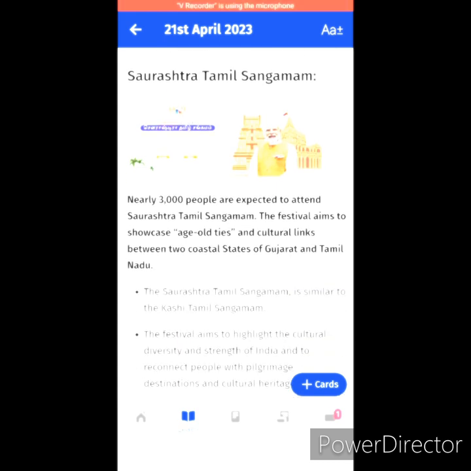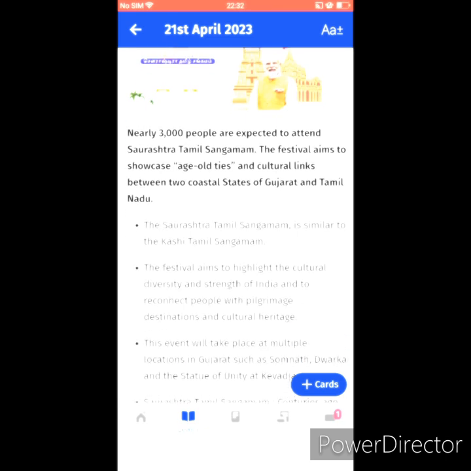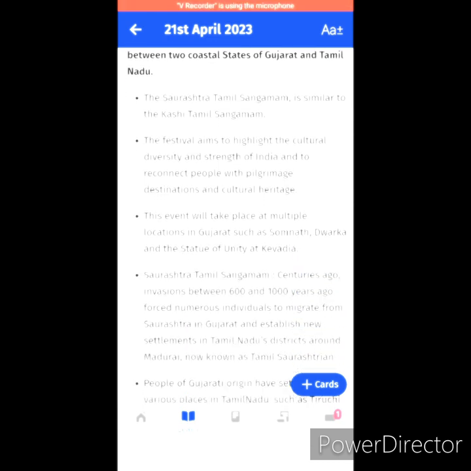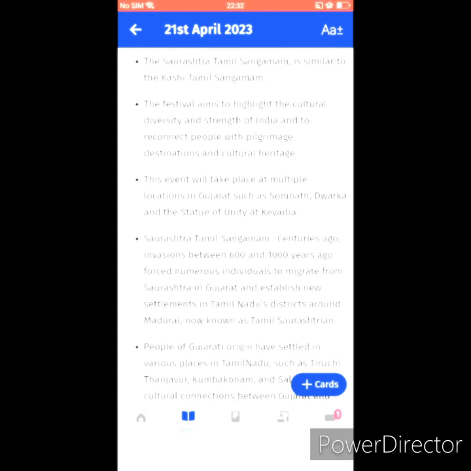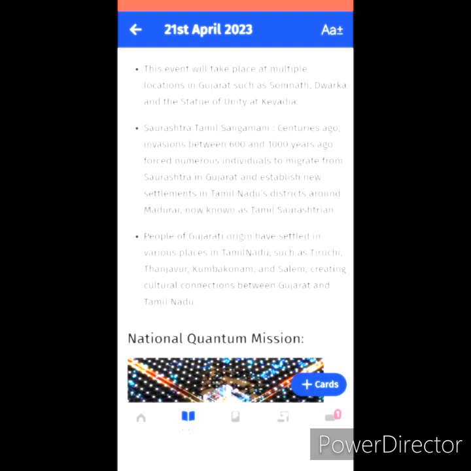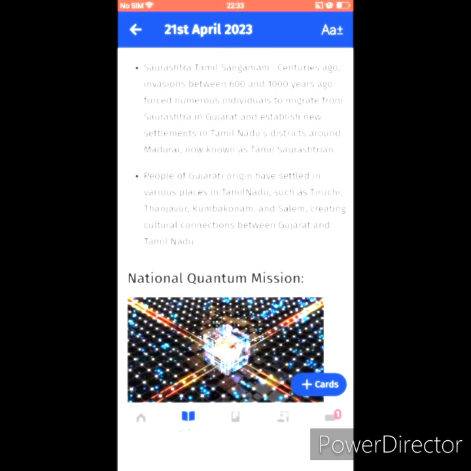Saurashtra Tamil Sangamam. The very next report. Nearly 3,000 people are expected to attend Saurashtra Tamil Sangamam. The festival aims to showcase age old ties and cultural links between two coastal states of Gujarat and Tamil Nadu. The Saurashtra Tamil Sangamam is similar to the Kashi Tamil Sangamam. The festival aims to highlight the cultural diversity and strengthening of India and to reconnect people with pilgrimage destinations and cultural heritage. This event will take place at multiple locations in Gujarat, such as Somnath, Dwaraka, and the Statue of Unity at Kevadia.